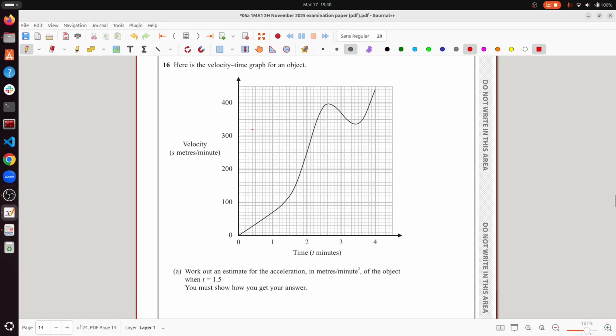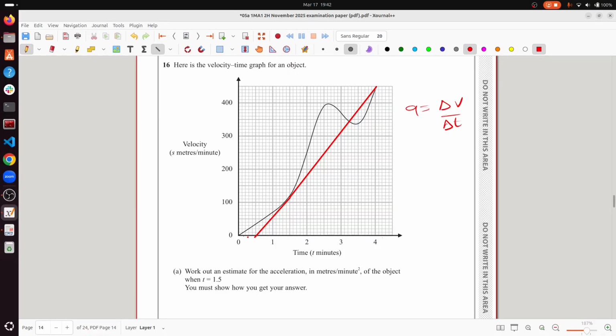Here is the velocity time graph for an object, and it's asking us to work out an estimate for the acceleration in meters per minute squared of the object. When t is 1.5, it's at this point, so it's asking us to find the gradient for that. An estimate for the acceleration, and acceleration is change in velocity over change in time, so that is the gradient of that line at that point. So I've tried to draw a tangent at that point, which I think is kind of close. But the strategy is the bigger your triangle, the more accurate your value is going to be.